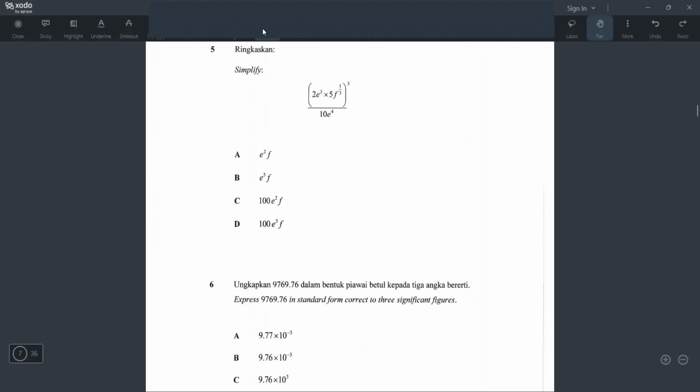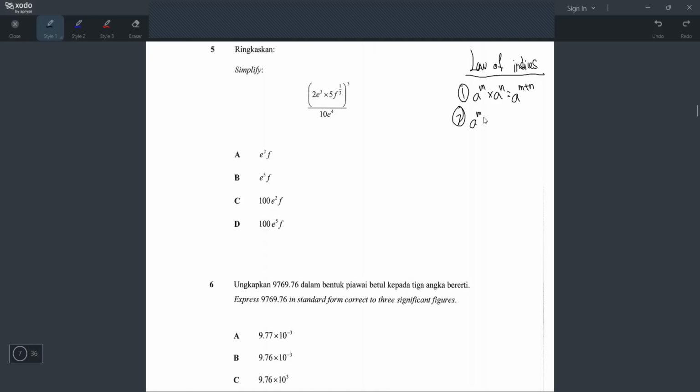Okay, number five, simplify this whole thing. When we simplify this, we need to know a few things about the law of indices. We learn this in lower forms, right? In Form 1, Form 2, Form 3, we learn about the law of indices. So the first law we need to know is when we have the same base, a power m times a power n. Two numbers with the same base, when we times them together, the powers we have to add. So it'll be a power m plus n.